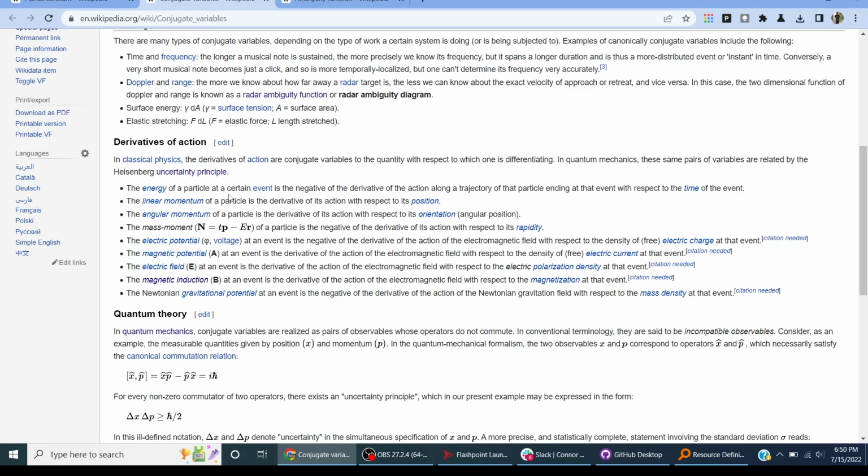Okay, what is orientation? Geometry. Changing orientation of a rigid body is the same as rotating the axes of a reference frame attached to it. That's cool. The mass moment of a particle is the negative of the derivative of its action with respect to its rapidity. What is rapidity?